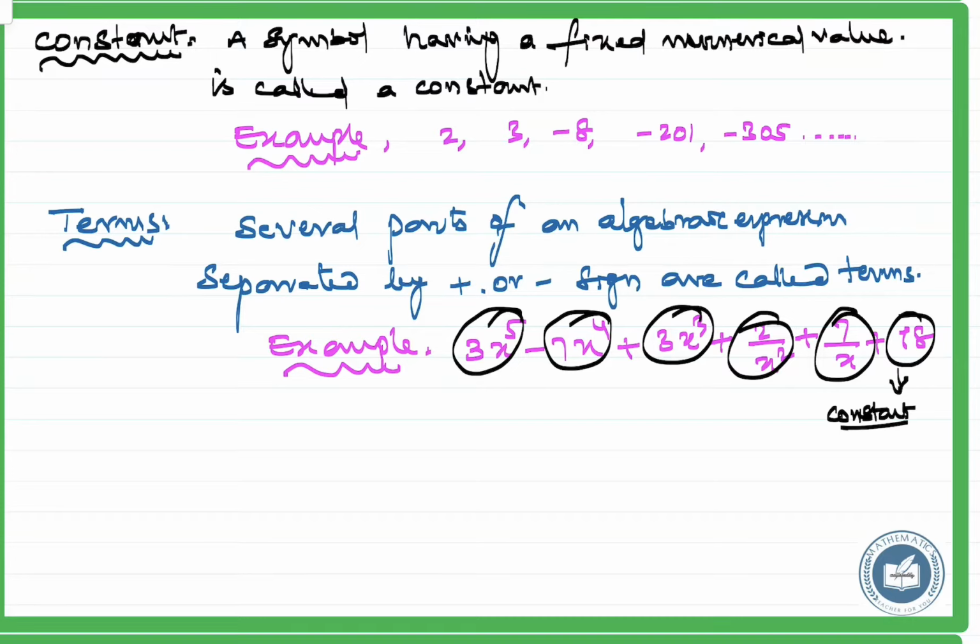Now you see some numbers are there before the variable. What can you say about that? Take 3x to the power of 5. It has a variable and a degree, but the number before the variable is called the coefficient. Now I am going to tell you about the coefficient.